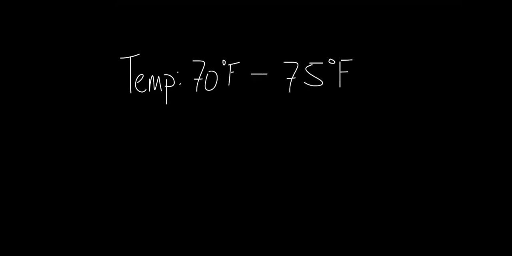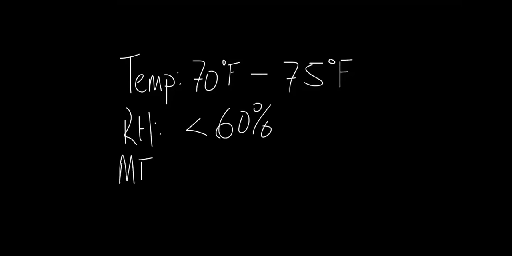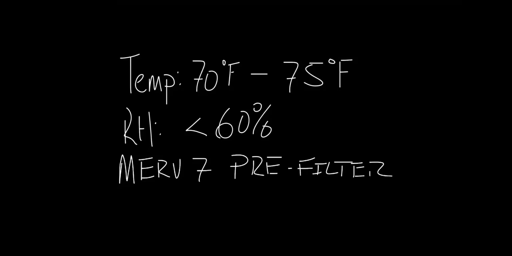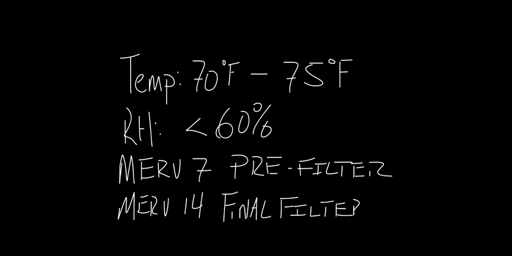For patient rooms, the design temperature is specified to be between 70 and 75 degrees. Relative humidity must be maintained below 60%. And air supplied to the space must be filtered upstream of the AHU coils by a minimum of a MERV 7 filter. Downstream of the air handler cooling coil, a MERV 14 filter or better must be used.